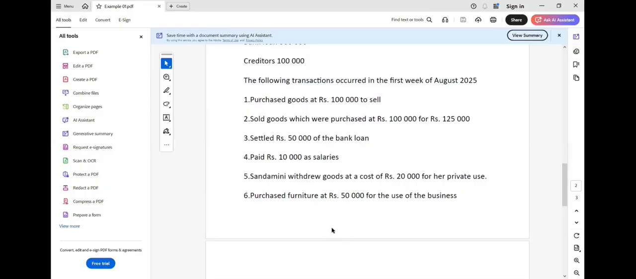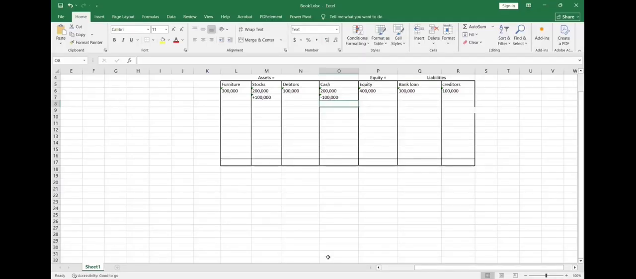The second transaction: sold goods which were purchased at 100,000 rupees for 125,000 rupees. Here we take 100,000 stock from our warehouse to sell and we receive 125,000 cash from that sale. Now here you can see the cost is 100,000 and the revenue is 125,000. So we earn 25,000 profit. Profit belongs to the owners. Therefore, equity should be increased by 25,000.